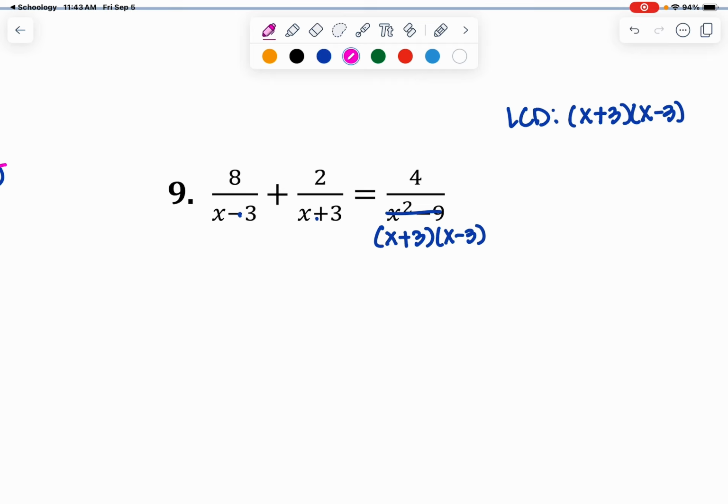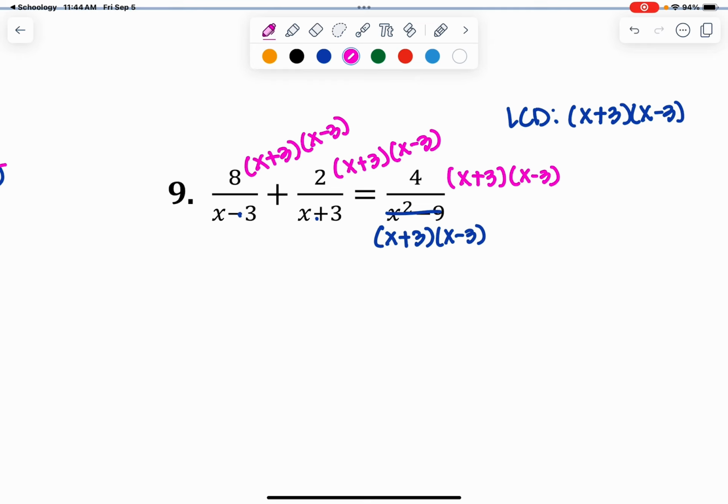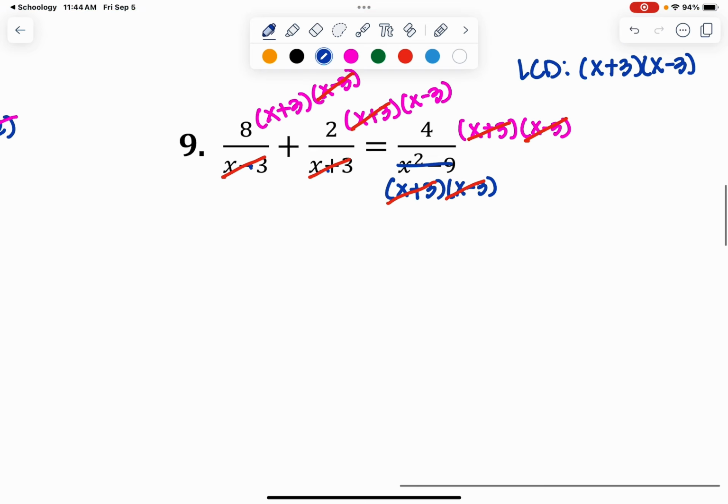So I'm going to multiply everything, both sides of the equation, by x plus 3 times x minus 3. And if this is the correct LCD, then all the denominators will cancel. So this factor and this factor cancel, this one and this one, this one and this one, this one and this one. So now you're going to write down what you have left.